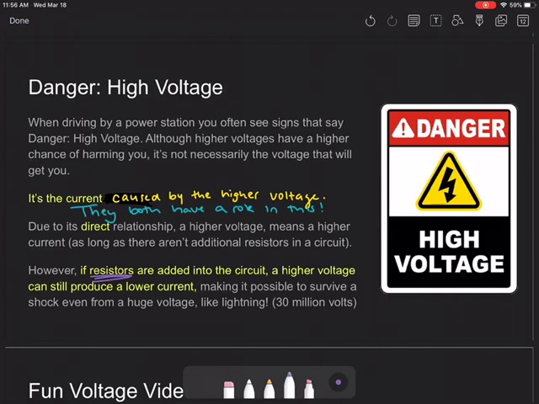So typically speaking, if you're asking me what is dangerous, is it current or is it voltage? I would say it is current that is the most dangerous. But current is only dangerous when we have a high voltage because they go hand in hand. Okay?